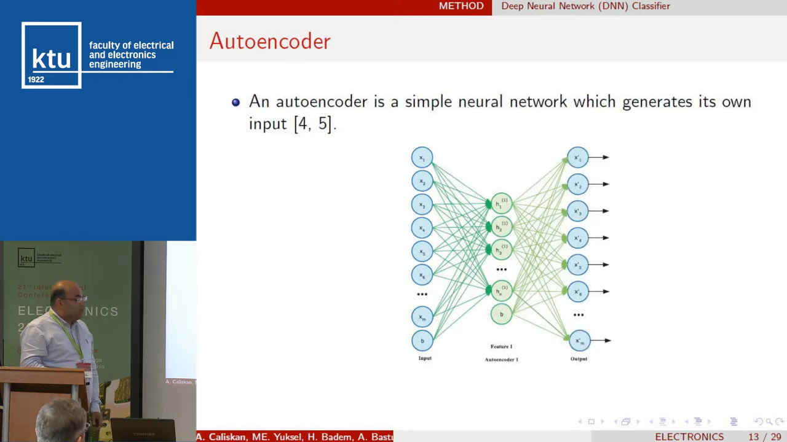And the main part of the DNN network is the autoencoder. An autoencoder is actually a simple neural network. It consists of three layers: the first layer is the input layer, the second layer is the hidden layer, and the last layer is the output layer. The autoencoder has two parts. The first part is the encoder, the second part is the decoder. The encoder connects the input to the hidden layer, and the decoder connects the hidden layer to the output layer.